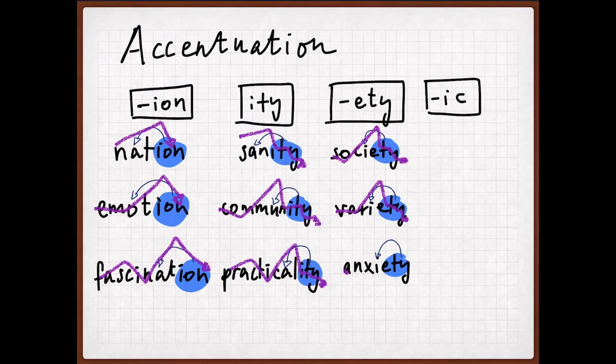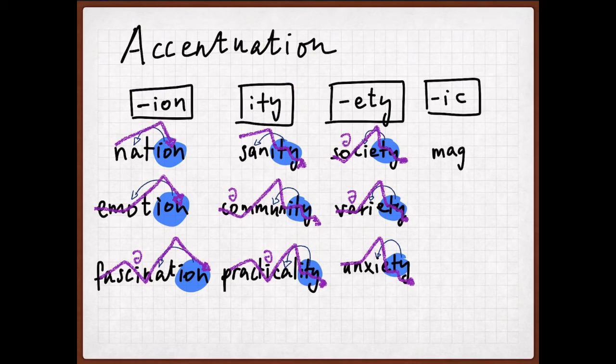The last aspect we need to talk about as well is how we pronounce the syllables that are not accentuated. So for example, if you look at society, the first syllable is se, the same for variety, the same for community, and the same for practicality, and the same for fascination. The syllables that are not accentuated tend to become diminished and become u.